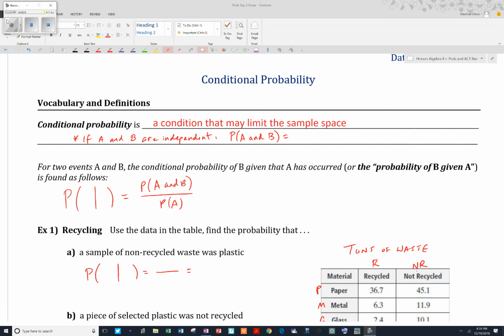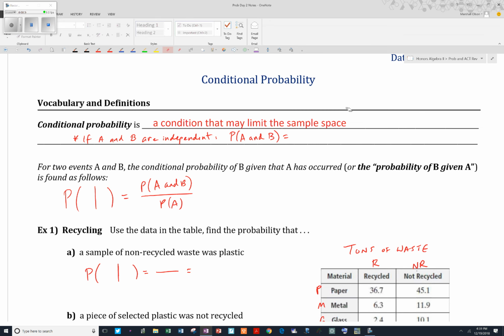Okay, in our second day of probability here, we're going to be talking about conditional probability. So conditional probability is when you have a condition that may limit the sample space, meaning the sample space is everything that could happen. So when we limit the sample space, we say something has happened that is going to limit what we are actually finding the probability, the total from.